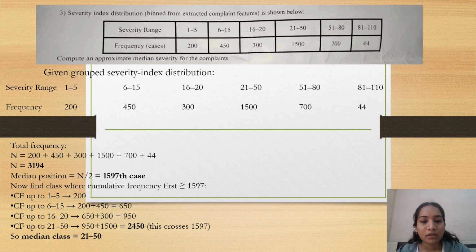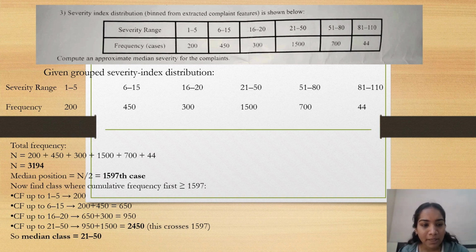Then to identify the median class, we use cumulative frequencies to find where the 1498.5th observation lies. By adding frequencies range-wise, we see that the cumulative frequency crosses the halfway mark in the 51 to 80 severity range. Therefore, this range is our median class.